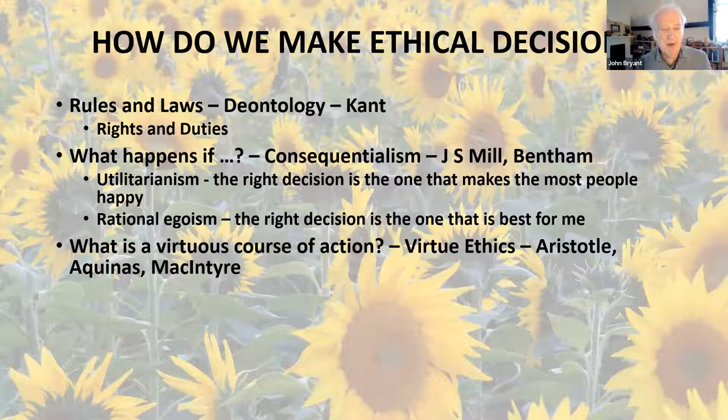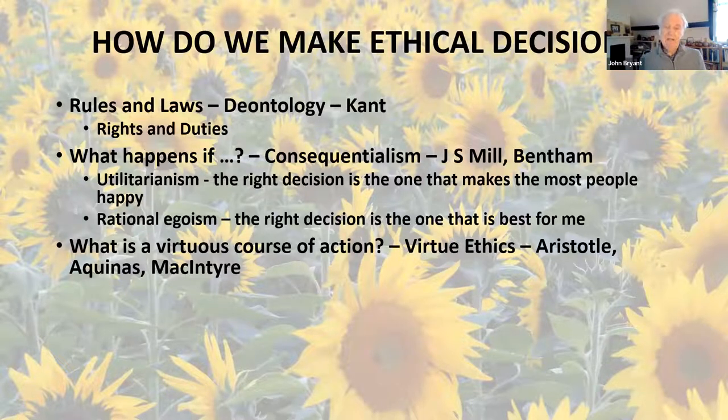And then the last group are called virtue ethics. What is a virtuous course of action? And by virtue, we mean exercising things like wisdom and charity and compassion and empathy. All those things are virtues. And Aristotle believed that good decisions were made by people exercising those virtues. And that's been taken up subsequent to the Greeks by people like Aquinas, and then more recently in the 20th century by Alistair MacIntyre. And virtue ethics is having a little bit of a revival right now.